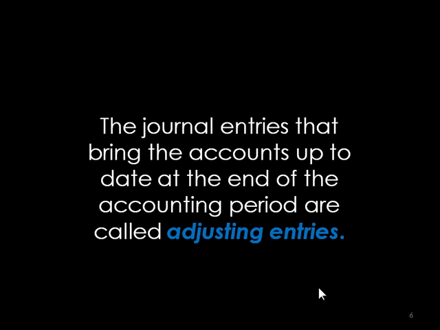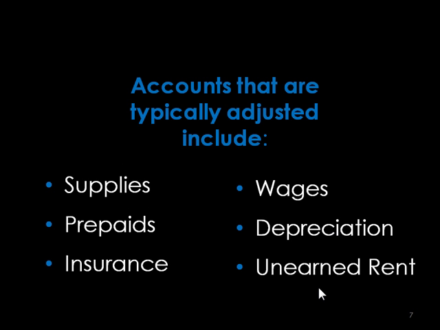The journal entries that bring the accounts up to date at the end of an accounting period are called adjusting entries. So you'll go through the month and you'll write checks and you'll receive cash, and a lot of cash stuff will happen. And then at the end of the month or the end of the period, you need to adjust certain accounts. Accounts that are typically adjusted include supplies, prepaids, things that you pay in advance, that's a prepaid.